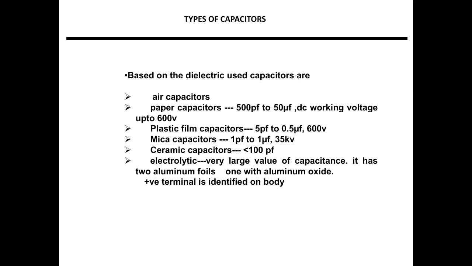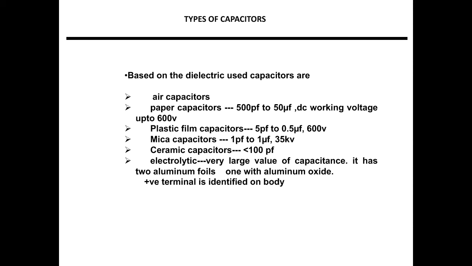In ceramic capacitors, two charged plates or two electrodes are placed on two sides of the ceramic material. Because of its high permittivity characteristics, high capacitance can be made. Now, with electrolytic capacitors, very large values of capacitance can be manufactured.